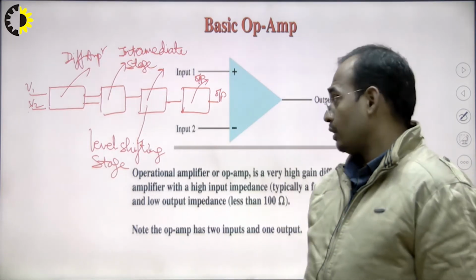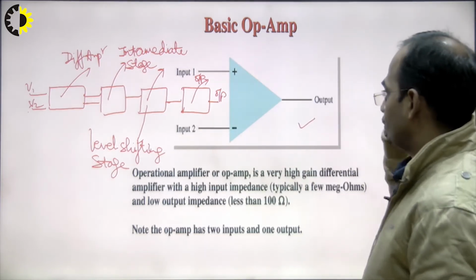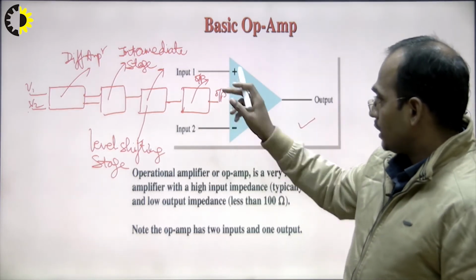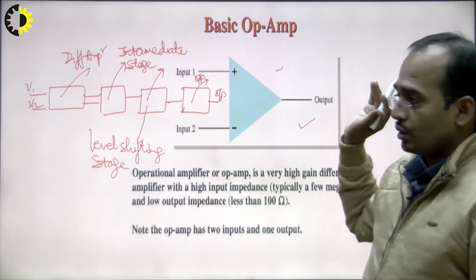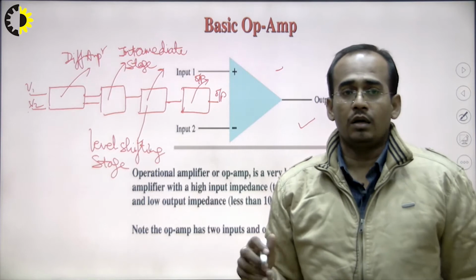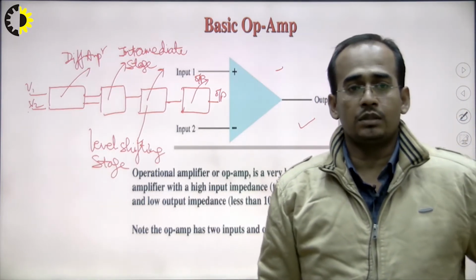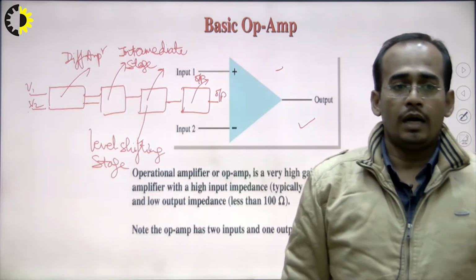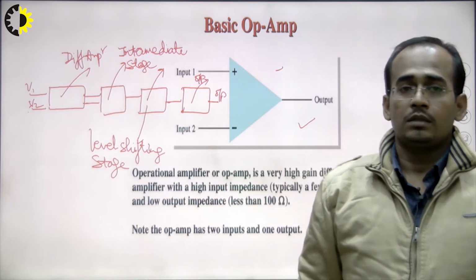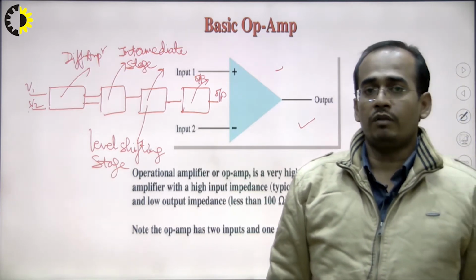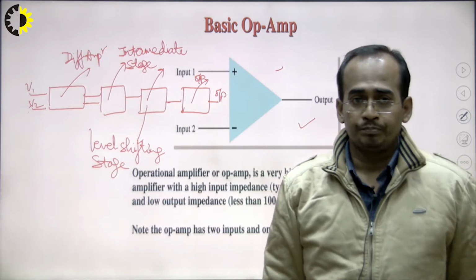The symbol used for the operational amplifier is this. It contains 2 inputs and 1 output. The 2 inputs are the non-inverting terminal and the inverting terminal. An operational amplifier or op amp is a very high gain differential amplifier with high input impedance and low output impedance. It is used for a variety of applications such as mathematical operations: addition, subtraction, integration and differentiation.